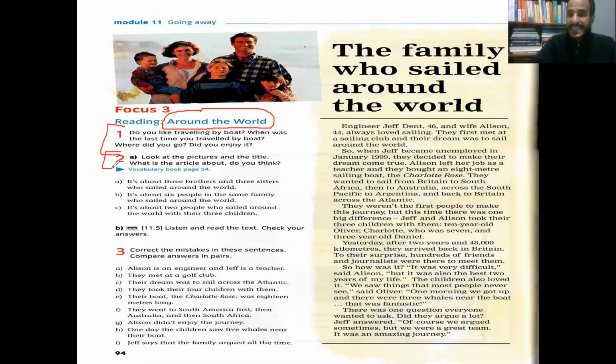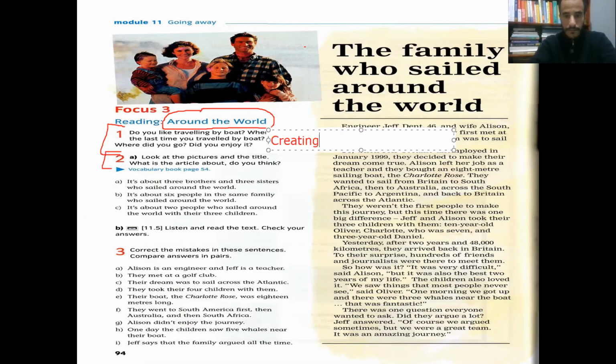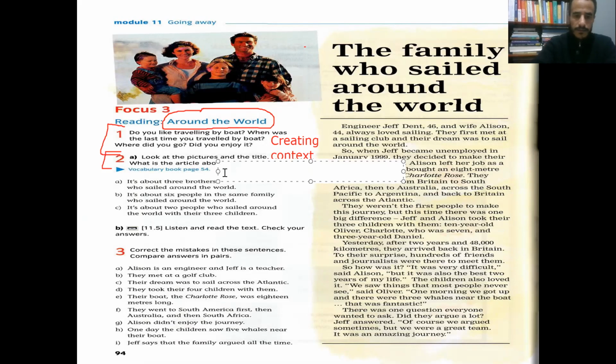Sorry, what is this? What sub-skill is this? So for number one is creating contexts. For number two, look at the pictures and the title. What is the article about? What is this? What sub-skill is this? Prediction. Okay, yes, to predict. To scan. Okay, good. Great.